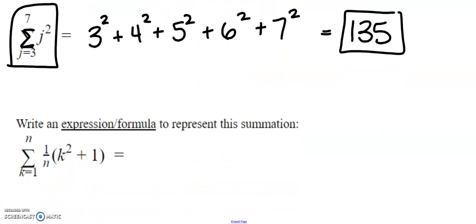This next set of directions is a little bit different. It says write an expression or a formula to represent this summation. Well, this is different because, first of all, k is our index, so that's something new to us. We're going to start at 1, but we don't know where to end. Weird. Well, the first thing I can do is I can factor out anything that is not dependent on k, right? If we think about this as an expression, some sort of a function, anything that doesn't depend on k can be factored out in front.